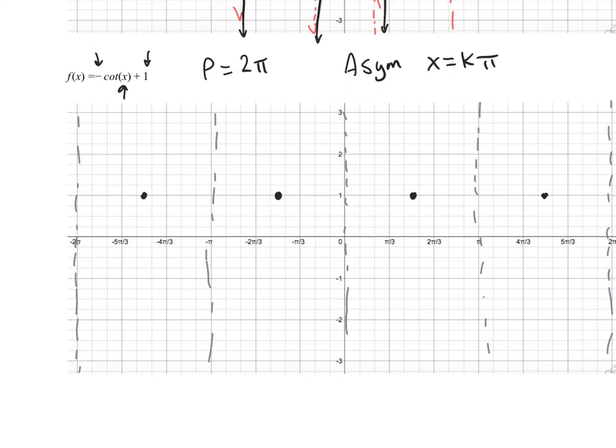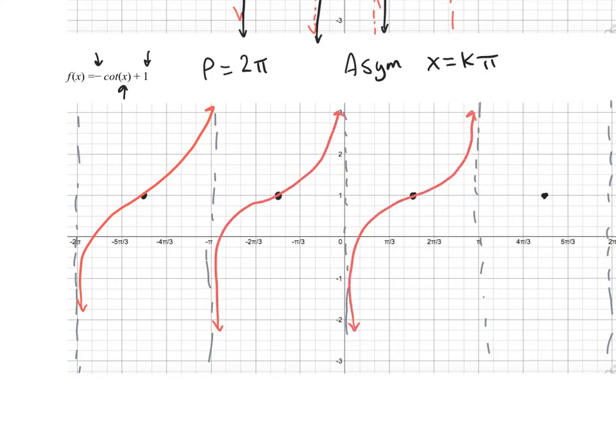Now, typically, remember, cotangent is going to look something like this, but we flipped it, so we'll make it look something like this. So this is the graph of negative cotangent x plus 1. Again, it's a great idea to check it and make sure that Desmos is giving us a similar graph.